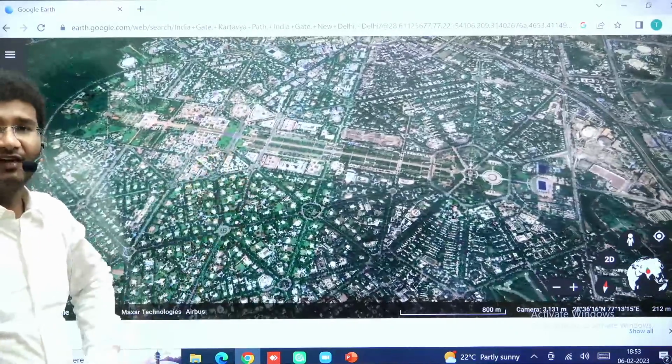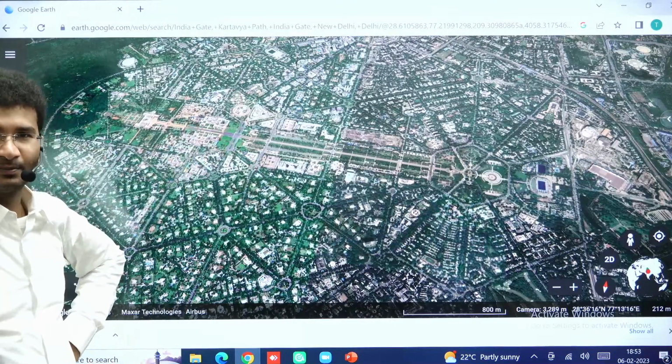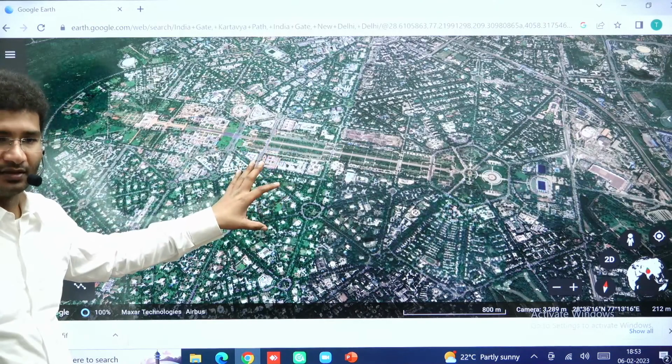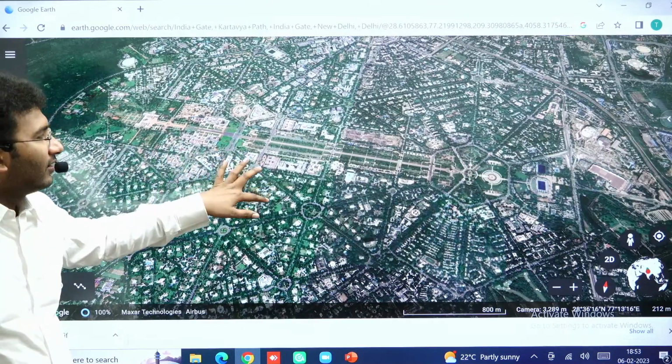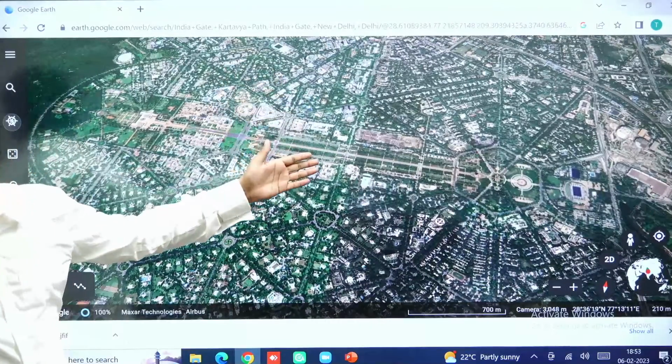a city which has the highest green cover is Delhi in terms of percentage. Okay? And of course it is also the most polluted city as well. That pollution and this forest have nothing to do with each other. This part of Delhi is called New Delhi, which is clearly planned. Look how beautiful it looks.